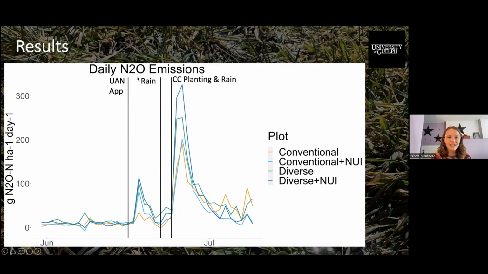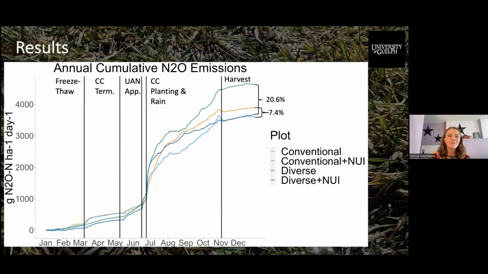Our big difference that we're seeing here is our diverse plots are seeing much higher emissions than our conventional plots, just in that snapshot right after the fertilizer has been applied. And we don't see much of a difference between plots that did or did not see the inhibitors.